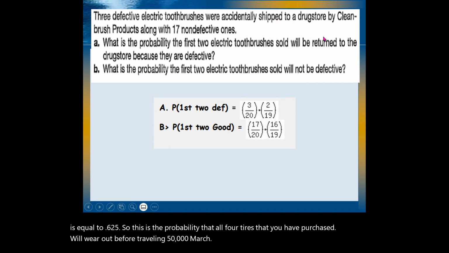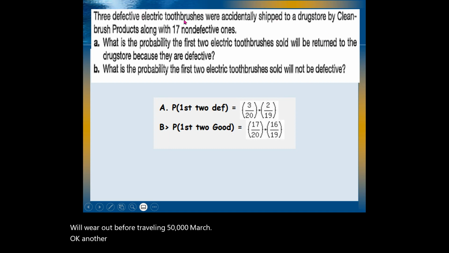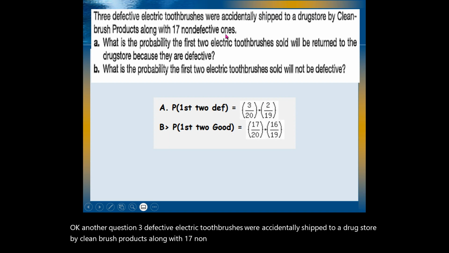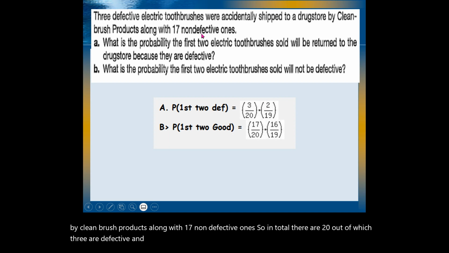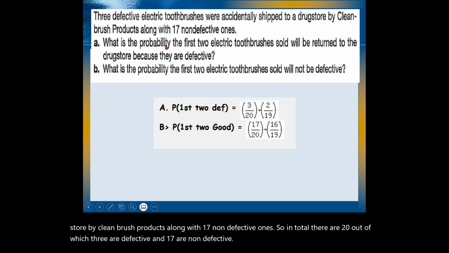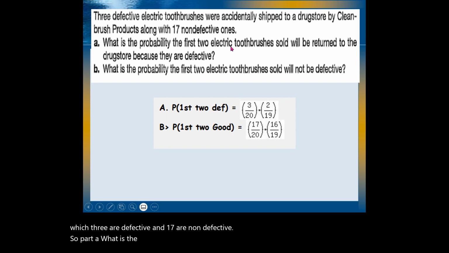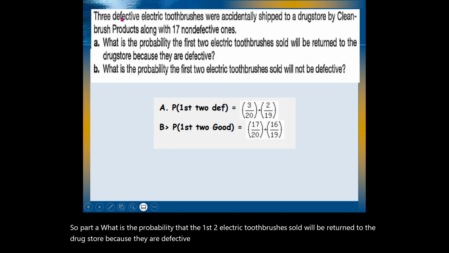Okay, another question. 3 defective electric toothbrushes were accidentally shipped to a drugstore by Clean Brush Products along with 17 non-defective ones. So in total there are 20, out of which 3 are defective and 17 are non-defective. So part A, what is the probability that the first 2 electric toothbrushes sold will be returned to the drugstore because they are defective? So in total we have 3 defective.